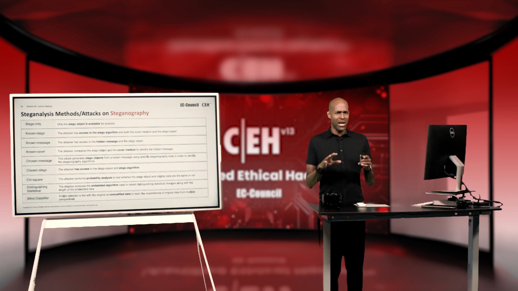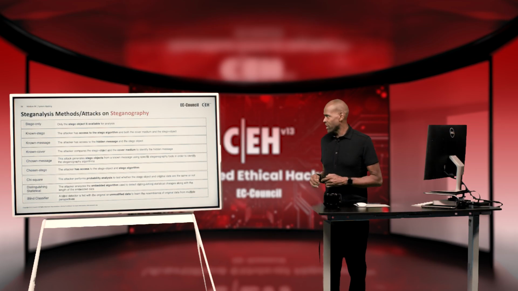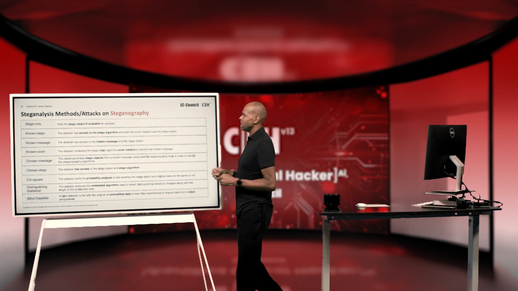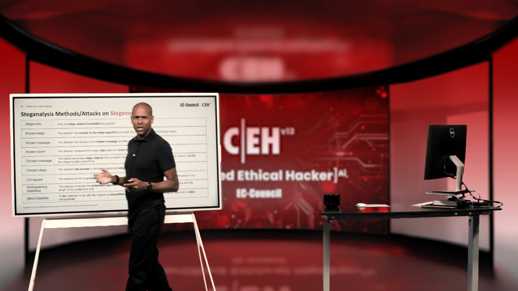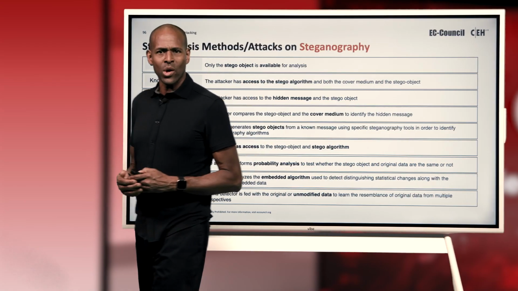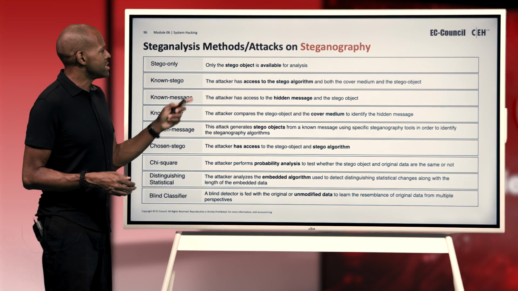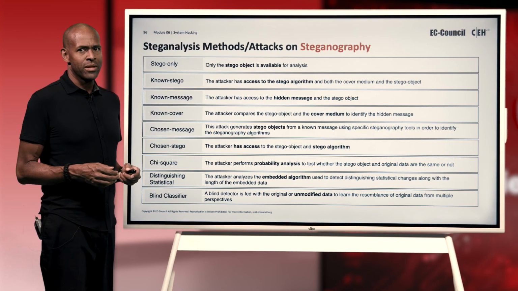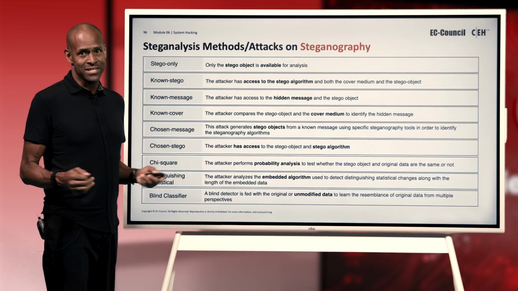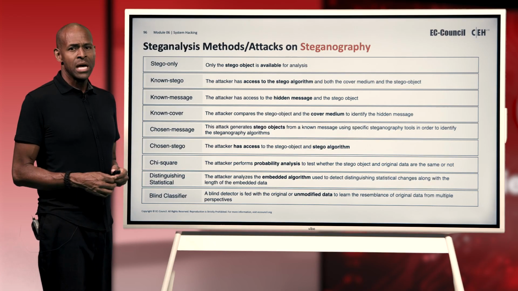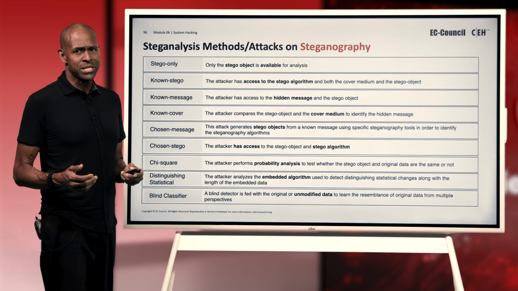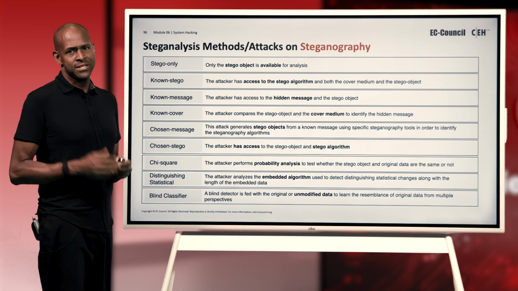I want to actually have a look at this because we're going to see this also in module 20 when we're trying to crack encryption. So let's go have a look here. The first one is stego only. What is stego only? Stego only is where the stego object is available, and that's it. That's all I have to examine. I have no information about the algorithm or the message or anything. All I have is a stego.